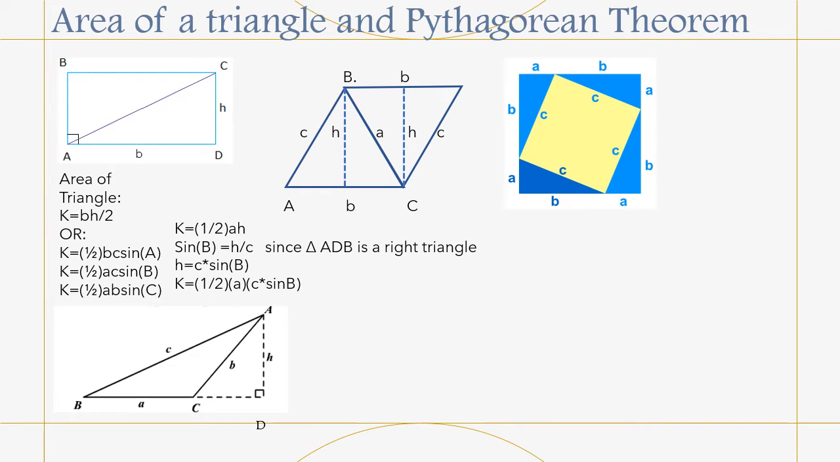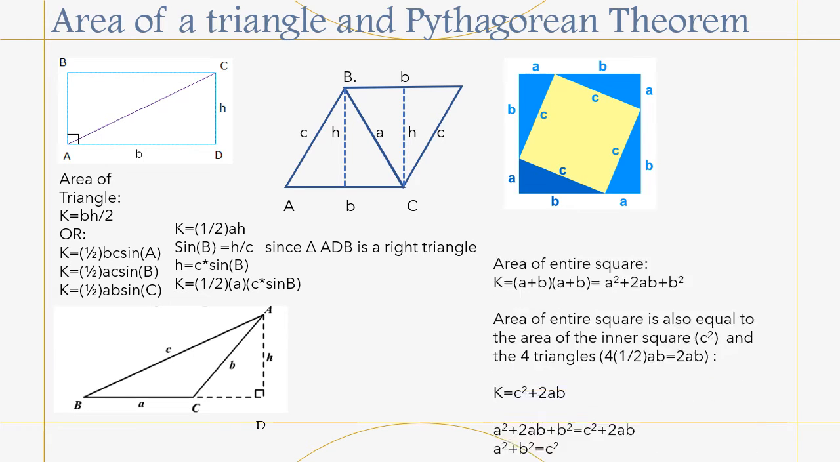Now that we know about the area of triangles, we can discuss the Pythagorean theorem. Consider the diagram on the right. We have that the whole shape shown there is a square with 4 sides of lengths A plus B. We also see 4 right triangles in that diagram, the blue triangles, with sides B, A, and C, and that yellow square in the middle with side lengths C.